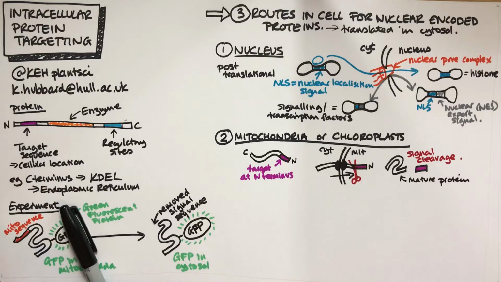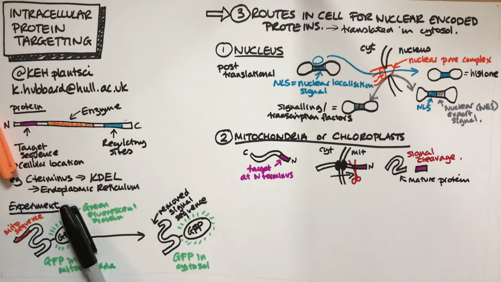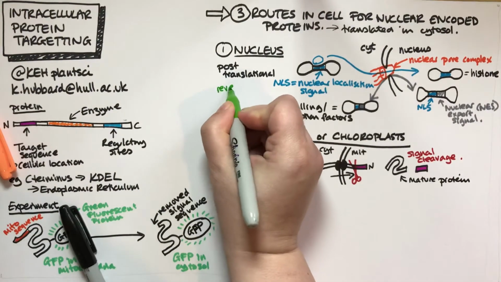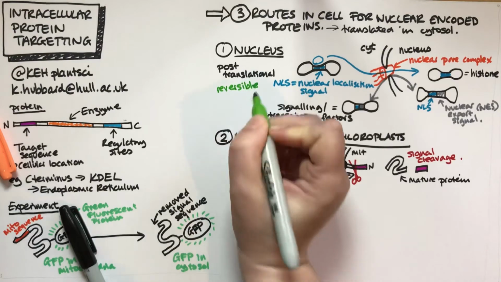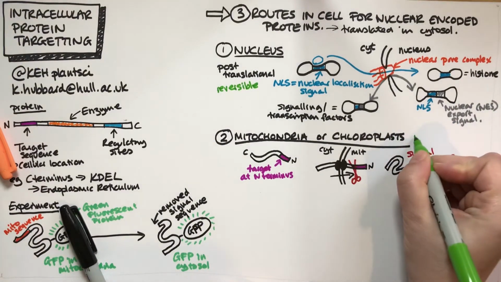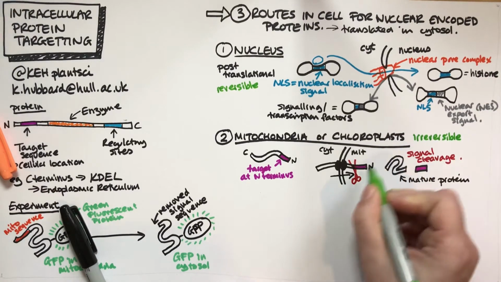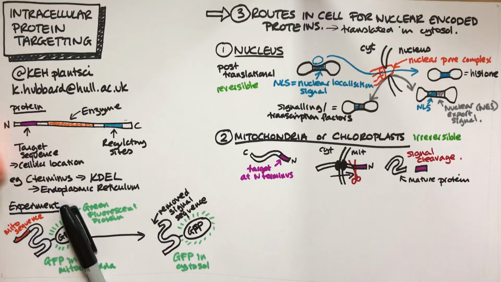The nucleus version of this was potentially reversible, because you can go in and out of the nucleus. The mito or the chloroplast version is irreversible because we cut off the signal peptide.